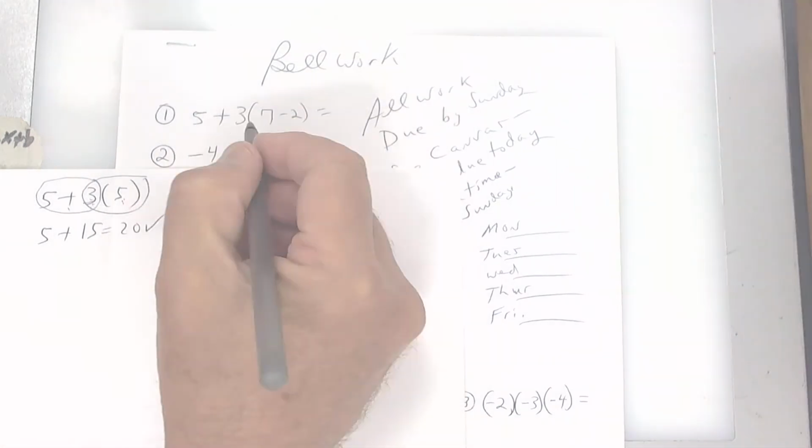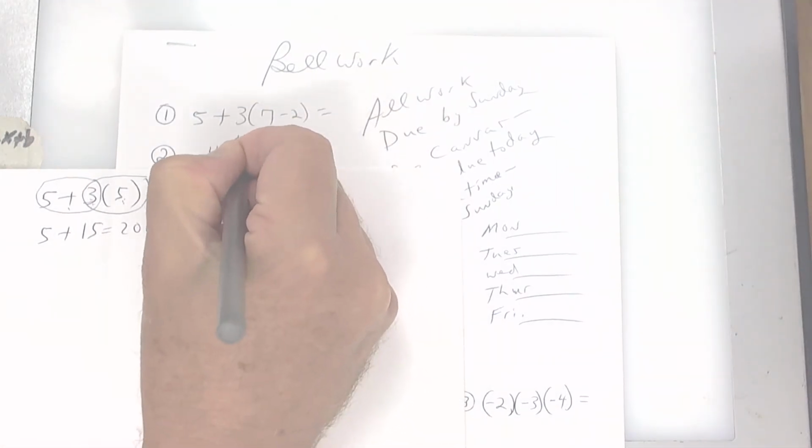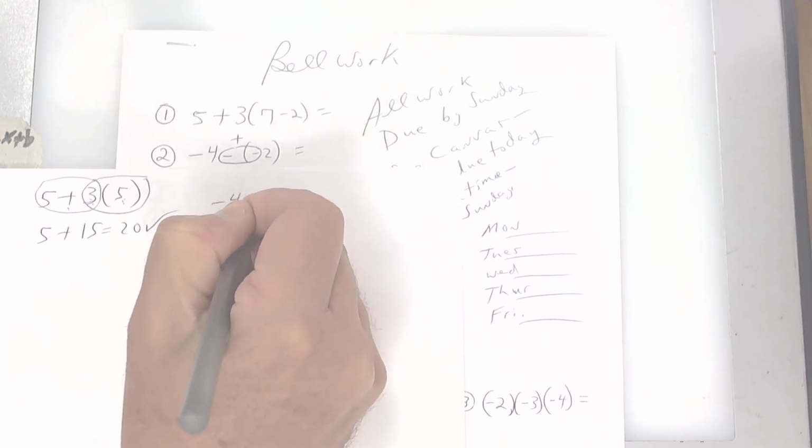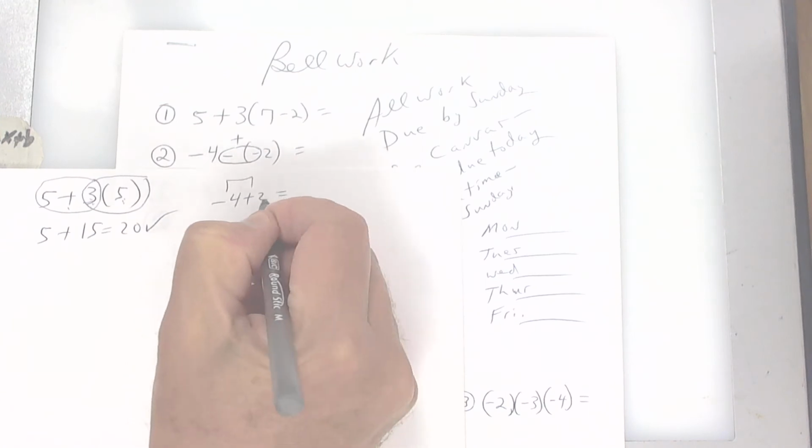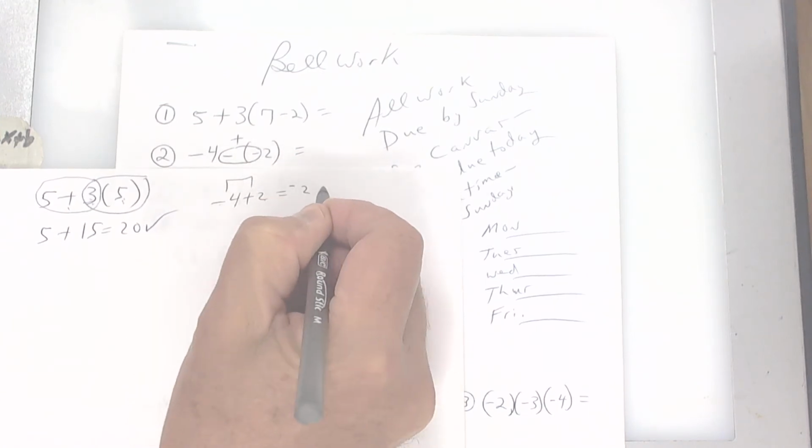This one right here is a double negative. So that becomes a plus. So I get a negative 4 plus 2, which gives me opposite signs. So I subtract. 4 minus 2 is 2. I have more minuses.